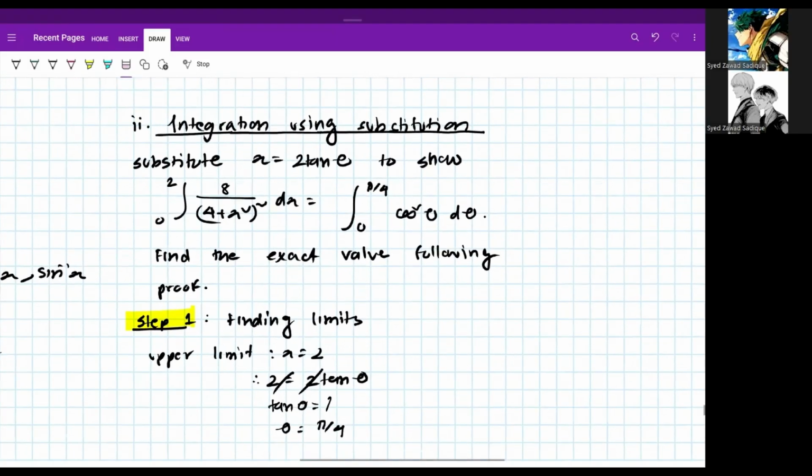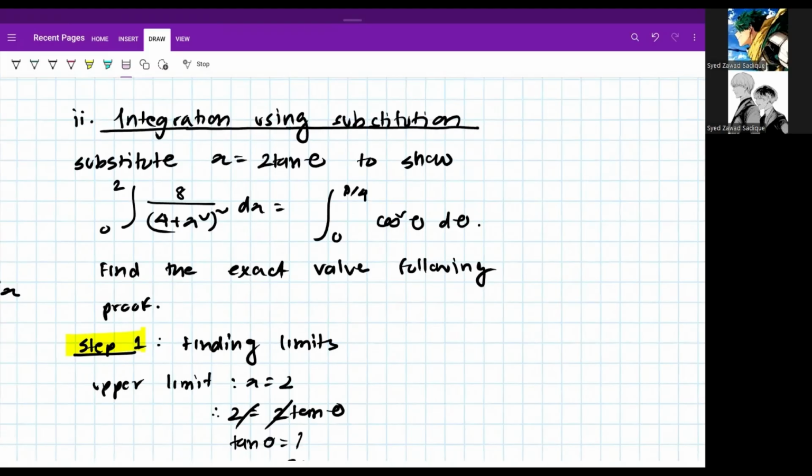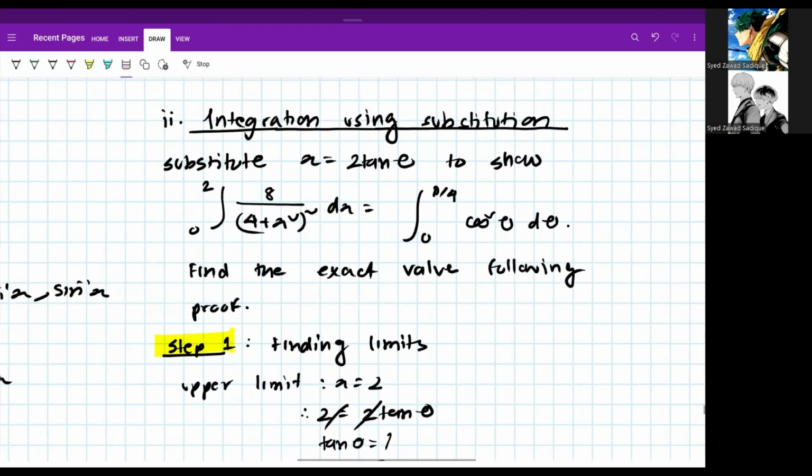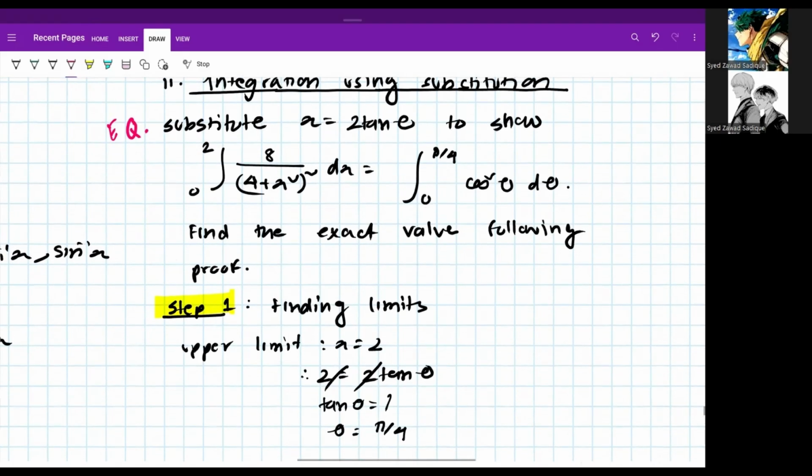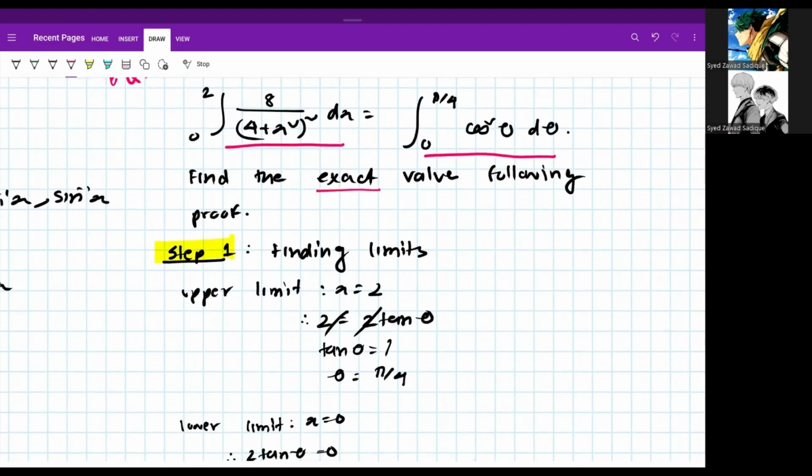This is integration by substitution. So first, substitute. Okay, this is the example question. Substitute x equals 2 tan theta to show that this function can be written as this, and then we have to find the exact value. Exact value means no decimal at all.